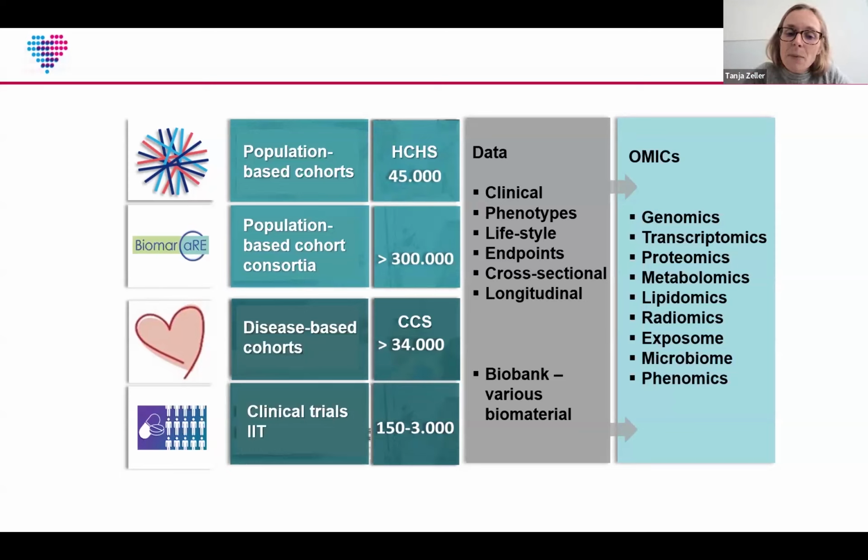We also set up disease-based cohorts, so all patients that come to the clinic. This is called our clinical cohort studies. And as I said, also the individual clinical trials.